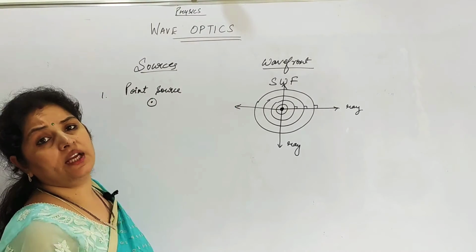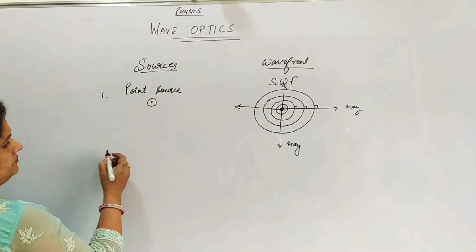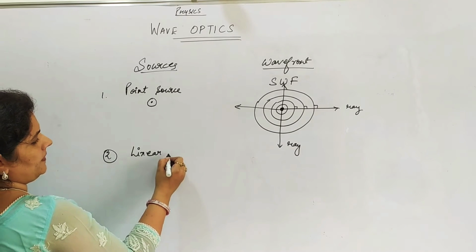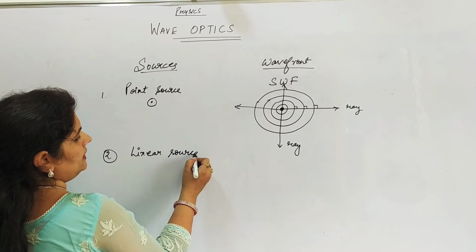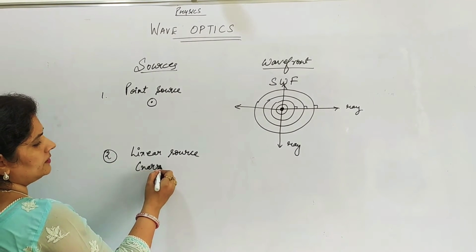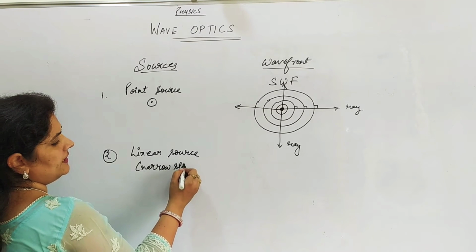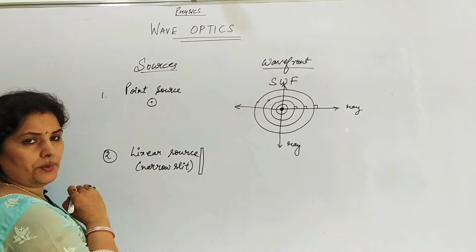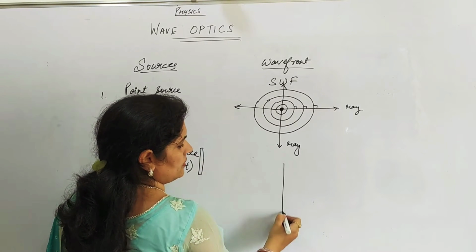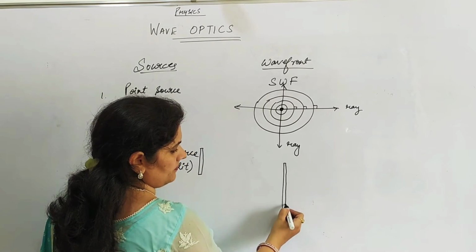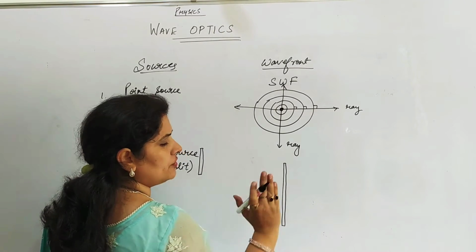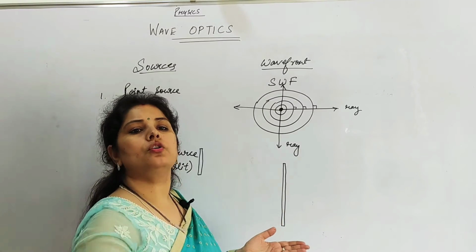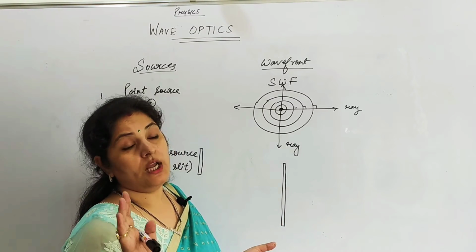Now secondly we have taken a linear source. A linear source could be a narrow slit out of which a ray of light is coming. This is how a narrow slit looks like. Suppose we have taken a narrow slit here. This is a narrow slit, right? Out of this narrow slit, some light is coming out. Say we have taken a cardboard, and out of the cardboard, light is coming out.